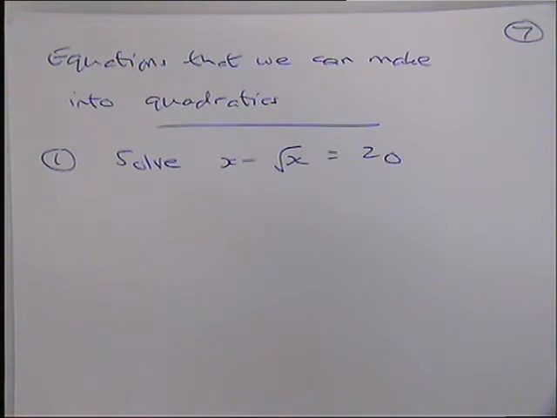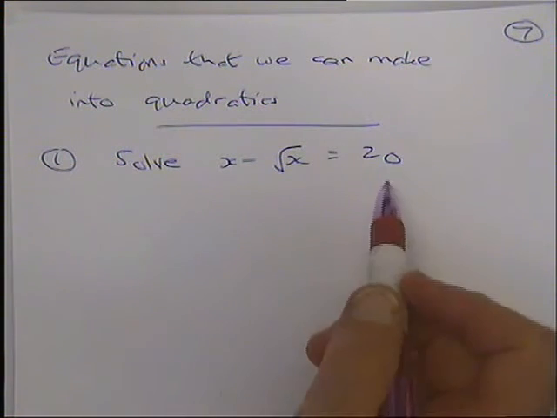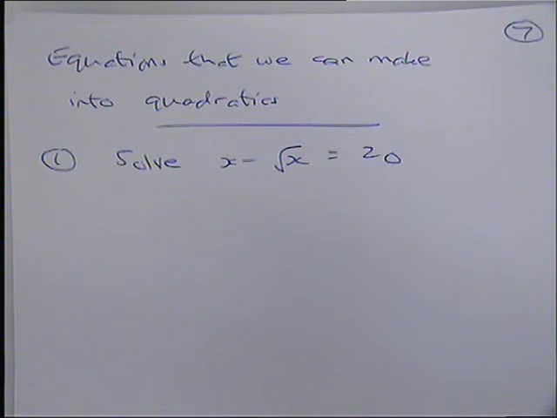So that's the first one. Solve x minus root x equals 20. If you look at that to start with, it does not look like a quadratic equation. There's nothing there squared. There's an x bit and there's a number, but there's no squared bit. Can anybody tell us what we could do?